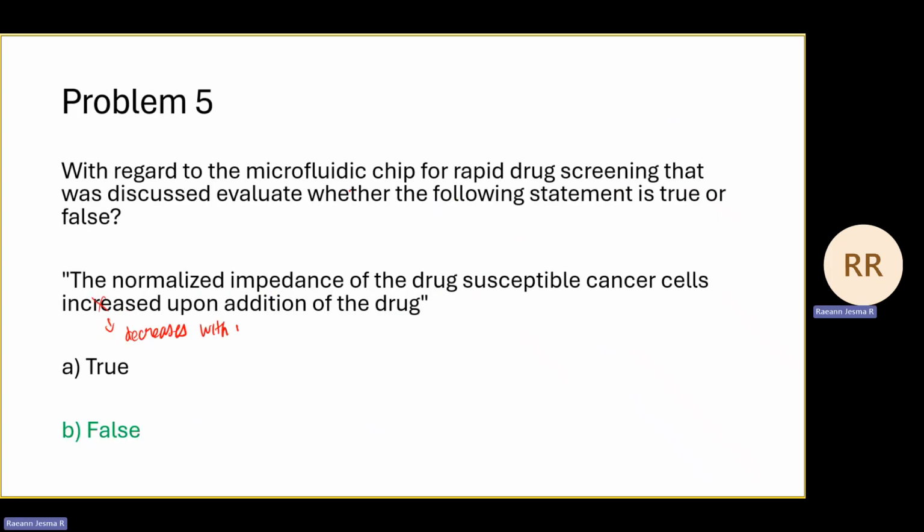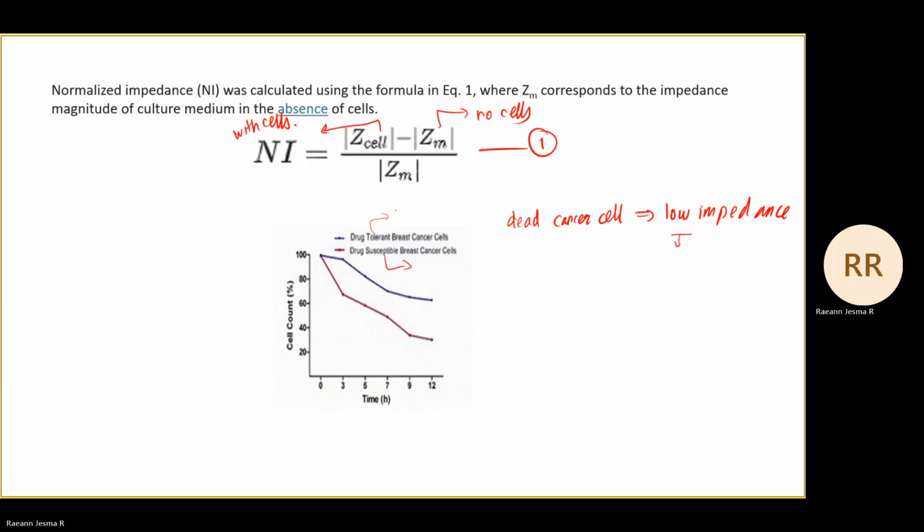So to summarize problem 5, we have the question: the normalized impedance of the drug susceptible cancer cells increased upon addition of the drug. This statement is false. The corrections we can make are that the impedance actually decreases, and that this does not happen immediately upon addition of the drug. It takes some time for this change in impedance to happen. Okay, is this clear? If it's clear, we can move on to the next question.